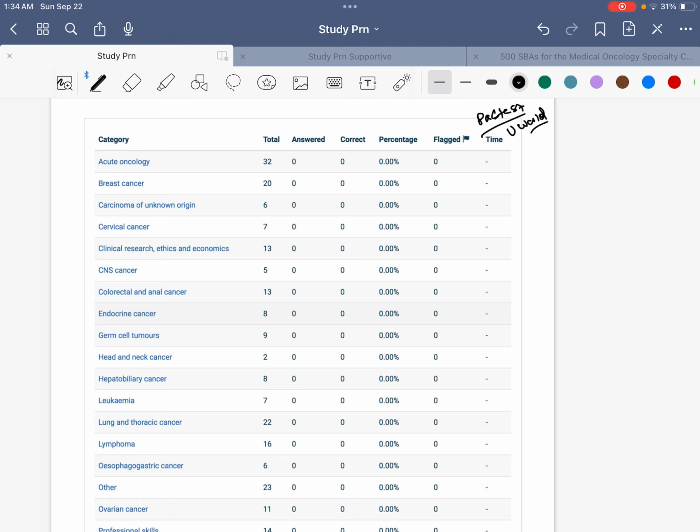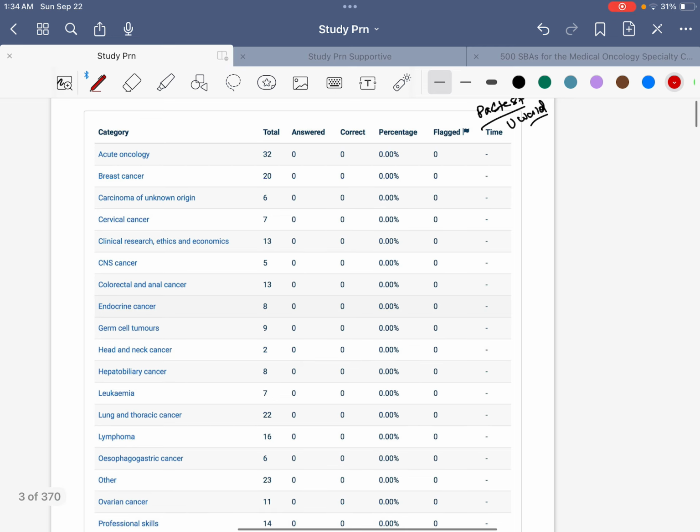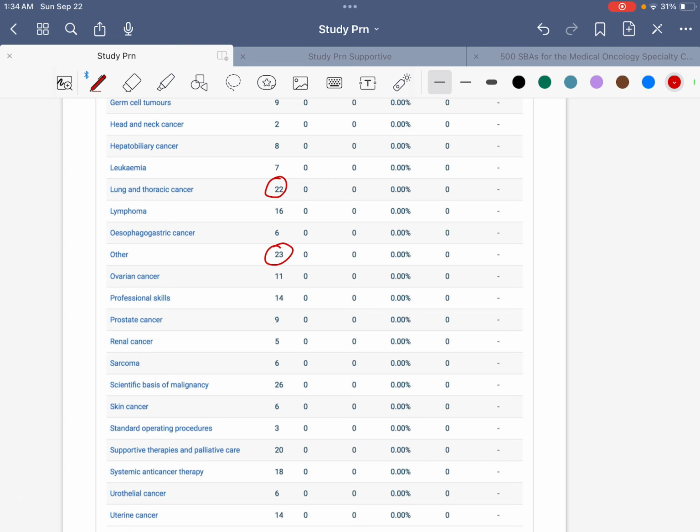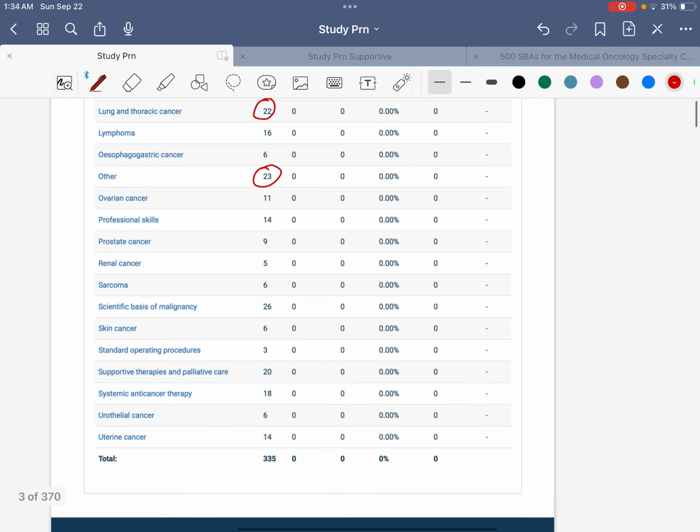But Study PRN is almost like the past test, and I can see the syllabus: acute oncology, breast cancer, which is one of the most covered topics, and they also have many questions on colorectal cancer, clinical research, lung and thoracic cancer, and others, including the pharmacological part, scientific basis of malignancy, systemic therapies and palliative care, systemic anti-cancer therapy. But you have to answer all the questions.